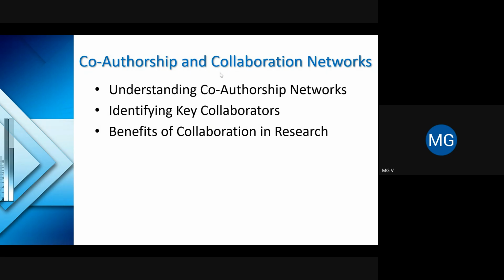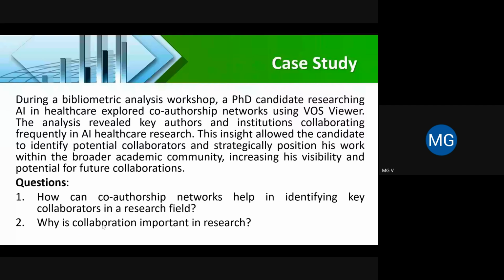So, like today, we are trying to explore the map. I will use some other database to show the output. Okay. So during a workshop, a student or a scholar researching AI in healthcare explored co-authorship networks using WOSViewer. The analysis revealed key authors and institutions collaborating frequently in AI healthcare research. This insight allowed the researcher to identify potential collaborators and strategically position his network within the broader academic community, increasing his visibility and potential for future collaborators.